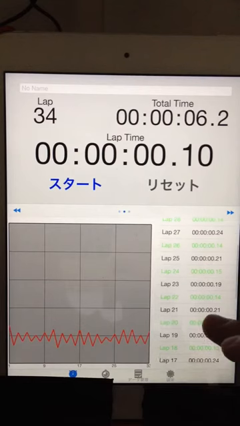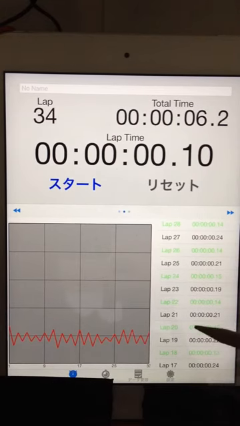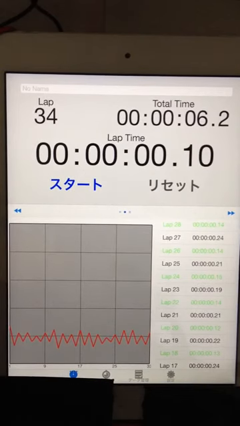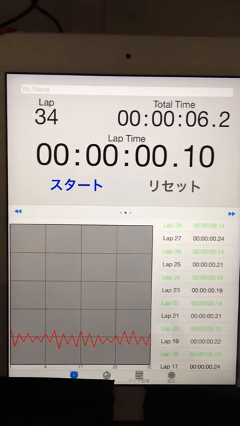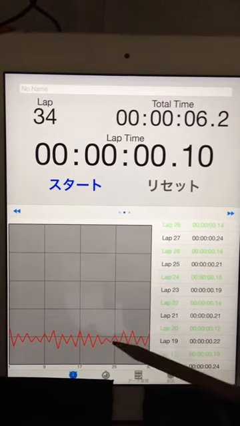And the weakest bounce, this third bar, 1, 2, 3, 4. The difference is 4. 4 divided by 3.6 = 11% bounce.